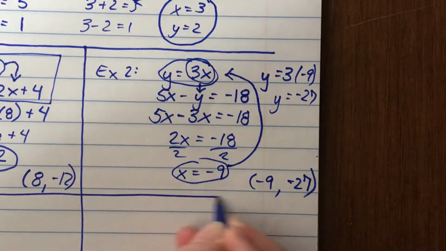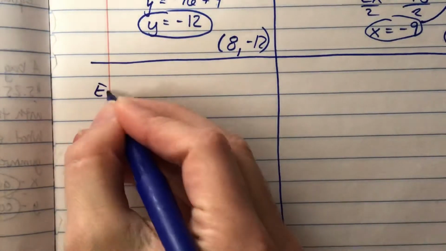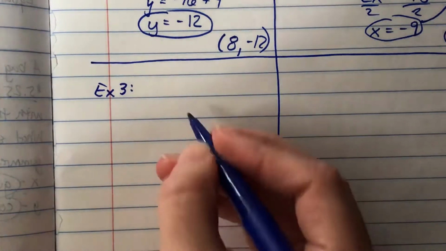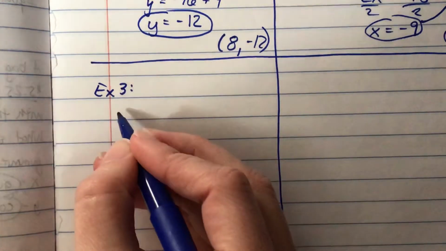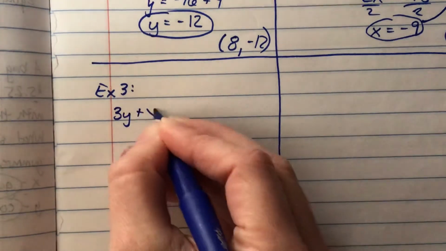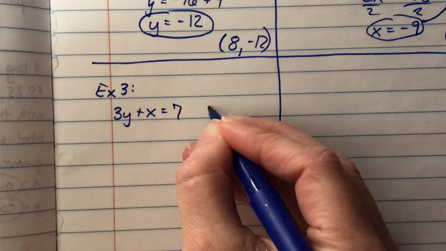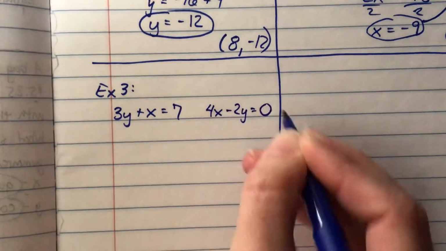All right. Now that we're situated, let's look at a different example that's maybe in a little different format. All right, so example number 3. I'm going to write these next to each other just to give ourselves a little more room here. So 3y plus x equals 7. And then the second equation is 4x minus 2y is equal to 0.